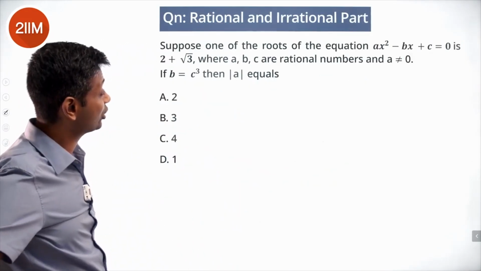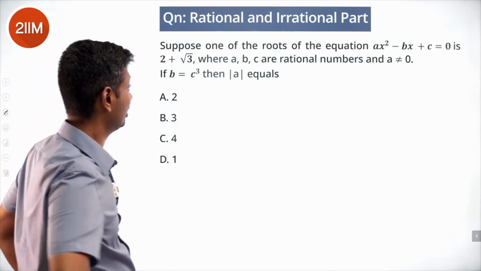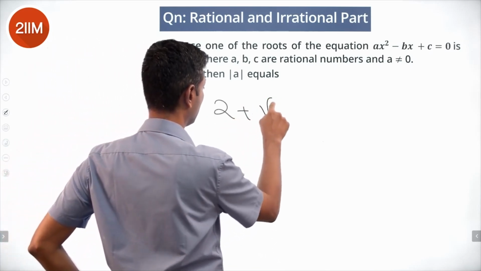One of the roots of the equation ax square minus bx plus c equal to 0 is 2 plus root 3. And the other root should be 2 minus root 3.